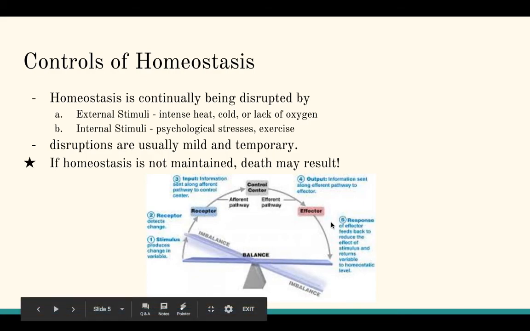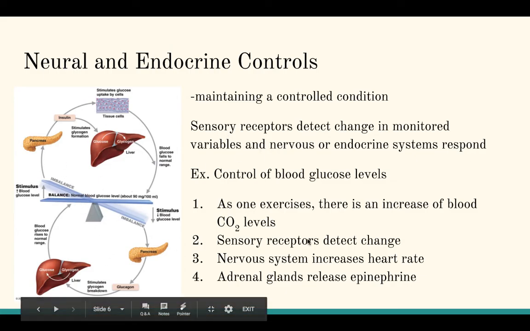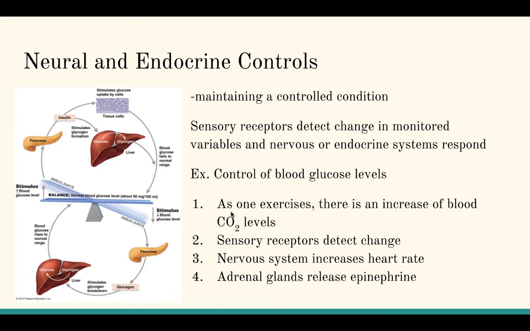All right, and here's just kind of the system of homeostasis, which we're going to talk about next time. Here's an example of the neural and endocrine controls, how the nervous system and the endocrine system work together in sensing the change and then responding to the change. So this is just maintaining a controlled condition, and that's what homeostasis is all about. Your sensory receptors will detect that change and monitor the variables and then respond. This picture over here is an example of blood glucose levels, and then here's another example down here as carbon dioxide levels increase. Oftentimes they are closely linked together because of the process of cellular respiration.